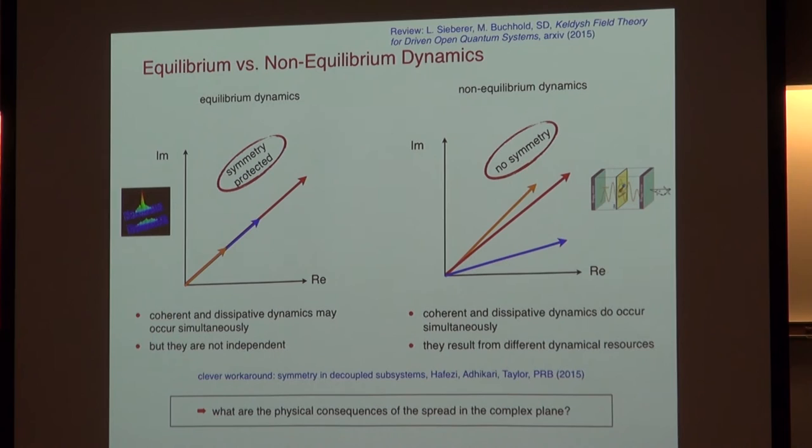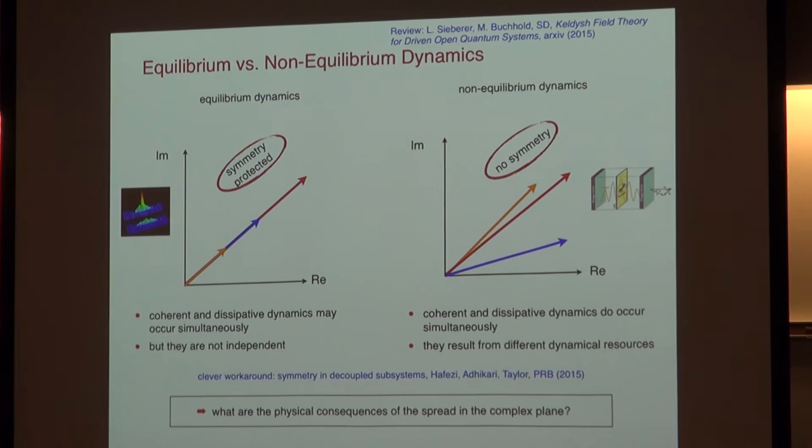And that's completely different in non-equilibrium circumstances. The coherent and the driven dissipative dynamics result from completely different dynamical resources. You have this pumping explicitly from the outside, which has nothing to do with the Hamiltonian in your system. And that leads to this spread in the complex plane of couplings, and that's a very fruitful picture that will appear over and over again, and that will explain a lot of our observations on this non-equilibrium dynamics in the stationary state.